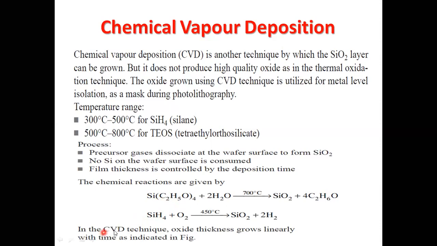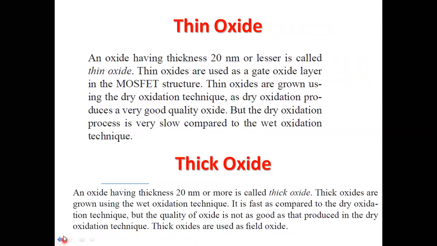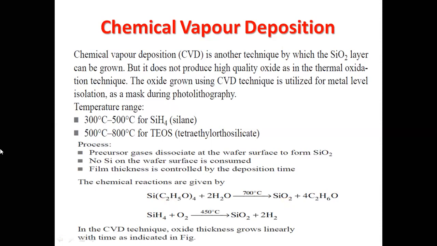Okay. In the CVD technique, thickness grows linearly with time. You can see that in the next diagram. So let us draw the diagram here. The diagram is like this. This is the thickness, TOX, and this is the time, T. So the growth is linear.